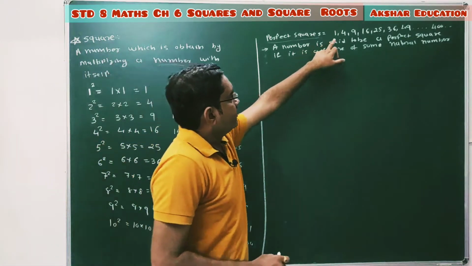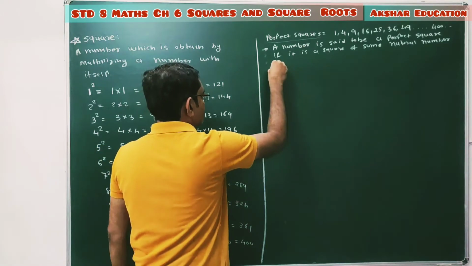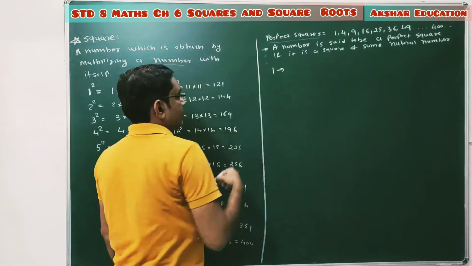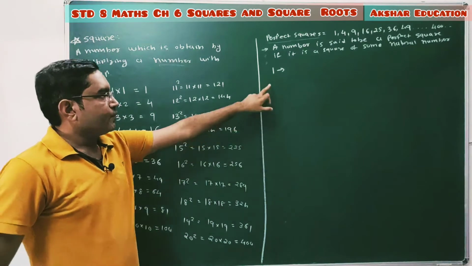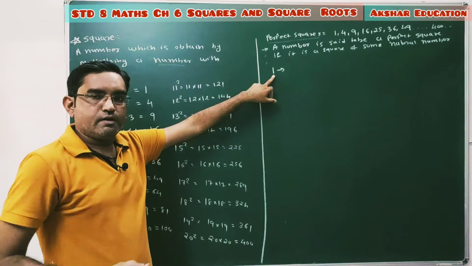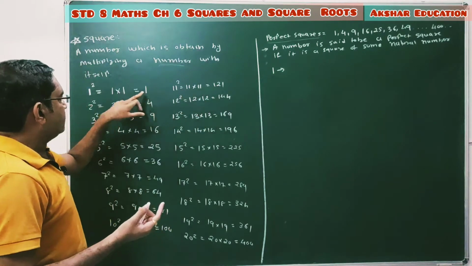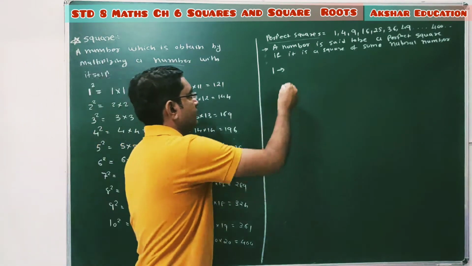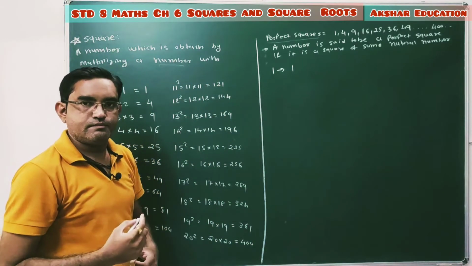Here these numbers are said to be a perfect square number. So let's start with 1. So can we say 1 is the perfect square number? So for that you have to check whether this 1 is the square of some natural number. Yes, 1 is the square of the 1. So we can say that yes, 1 is the perfect square number.